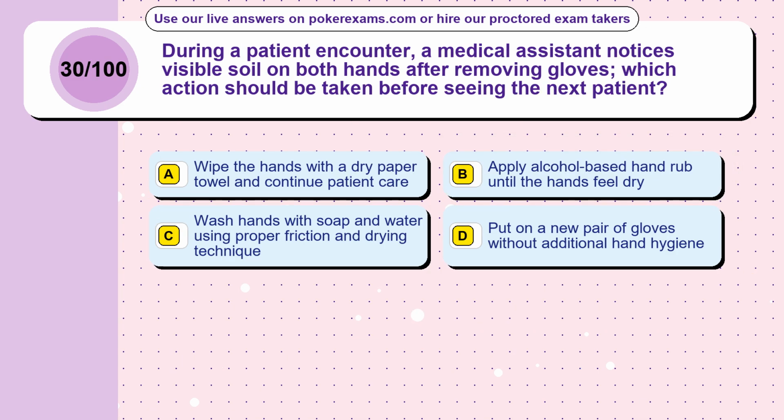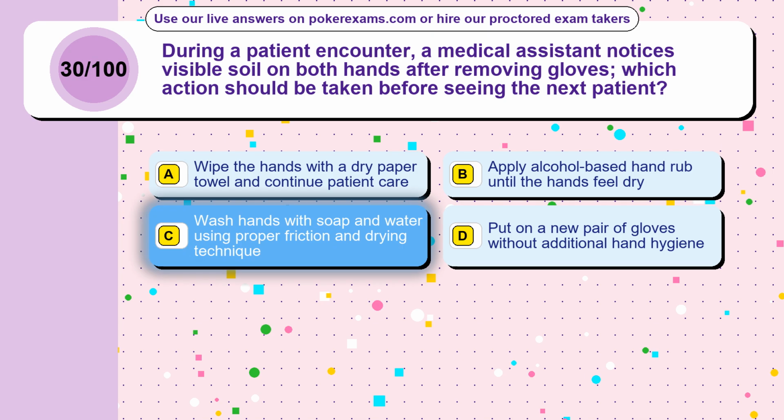Question 30. During a patient encounter, a medical assistant notices visible soil on both hands after removing gloves. Which action should be taken before seeing the next patient? Option A. Wipe the hands with a dry paper towel and continue patient care. Option B. Apply alcohol-based hand rub until the hands feel dry. Option C. Wash hands with soap and water using proper friction and drying technique. Option D. Put on a new pair of gloves without additional hand hygiene.